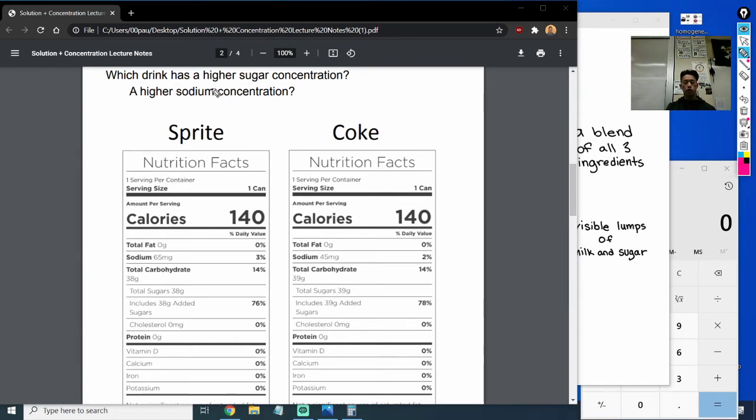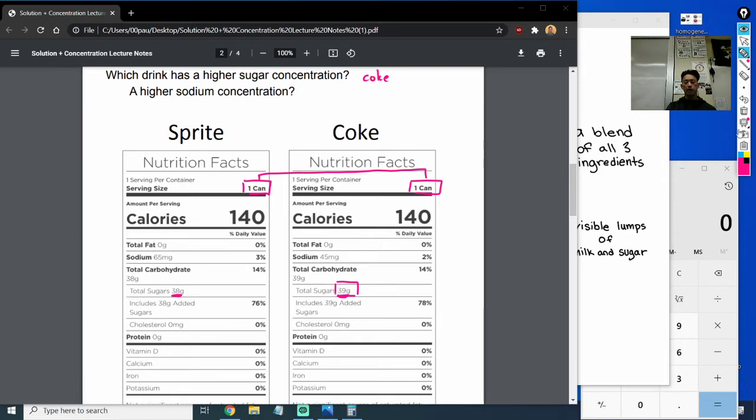We're trying to figure out which drink has a higher sugar concentration. Now, the serving size is the same here, and we're going to assume that one can is the same size can. Okay? Now, which soda has a higher sugar concentration? Okay, so we're going to look for sugars, and you're going to say, hey, Sprite has 38 grams of sugar, and Coke has 39 grams. So since Coke has more sugar inside the one can, it has a higher concentration of sugar.